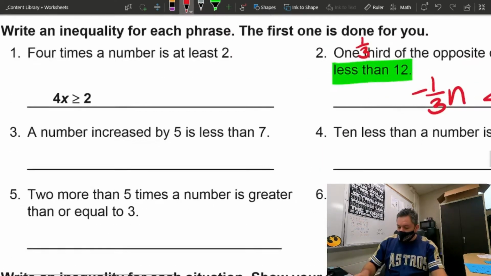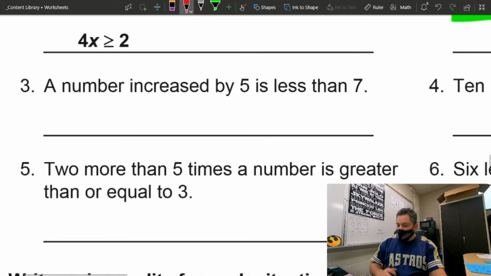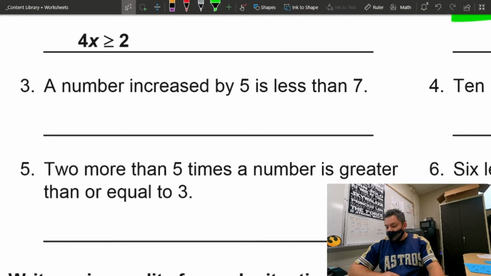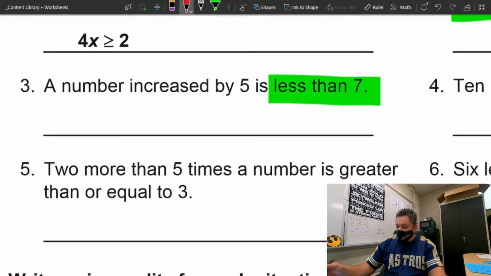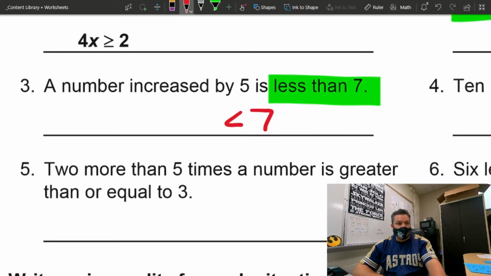Let's look at number 3. I'm going to do number 3, and then I'm going to let you do numbers 4, 5, and 6, and then I'm going to come around and check on them with you. So number 3, a number increased by 5 is less than 7. Again, I'm looking for the inequality sign and what goes after that. So what's going to be my inequality sign over here? Less than 7. That's my inequality sign, right?